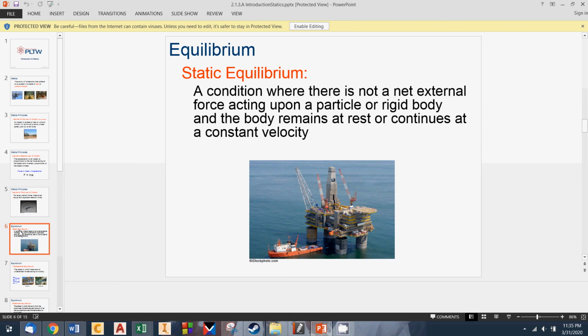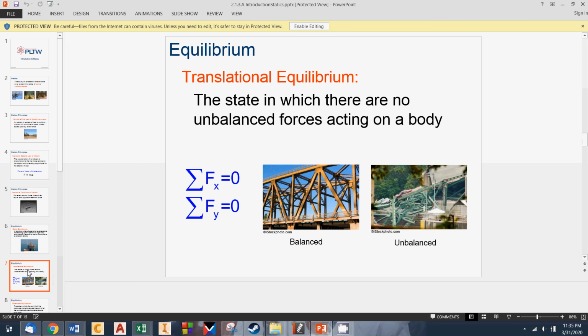Either way, we can only use statics when an object is in what's called static equilibrium. And this just is basically the same thing we've been talking about. What we mean is that there's no net forces on the object. Whether it's stationary or in constant motion, there's no net forces. So how do we do this? What we've been saying is no net forces in any particular direction.